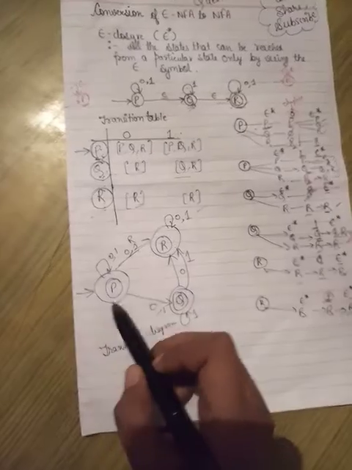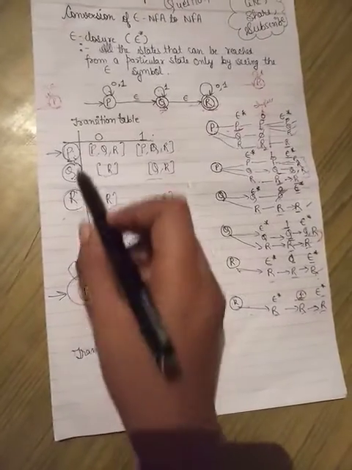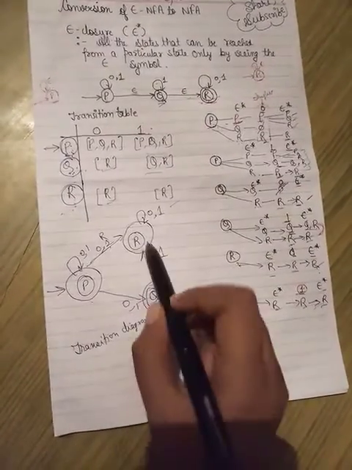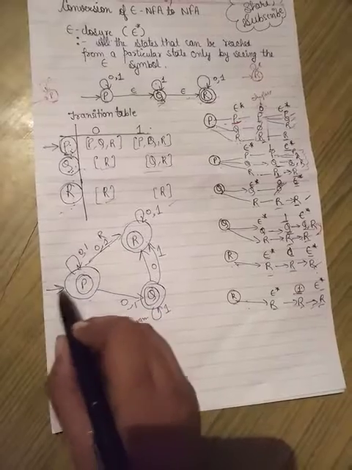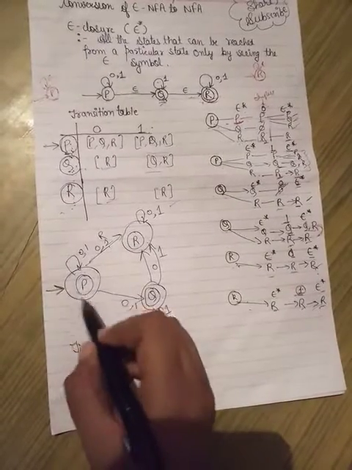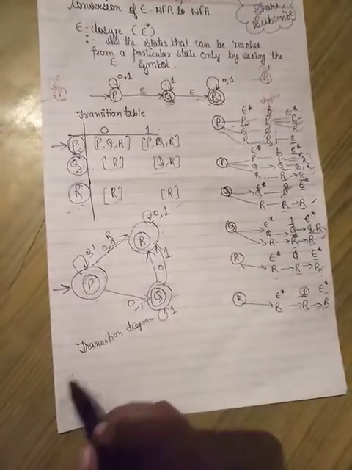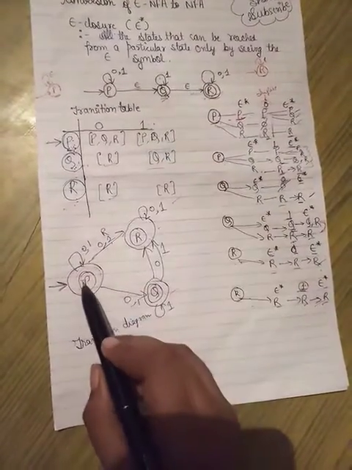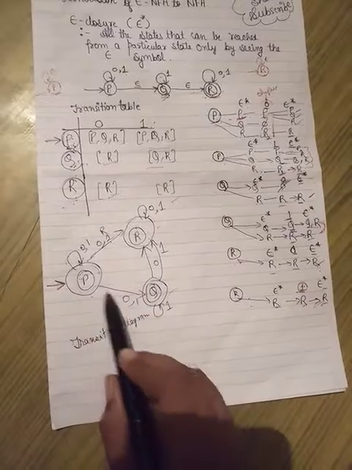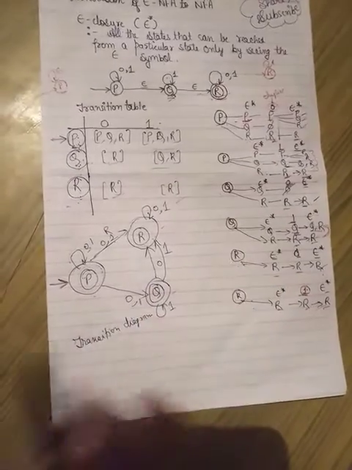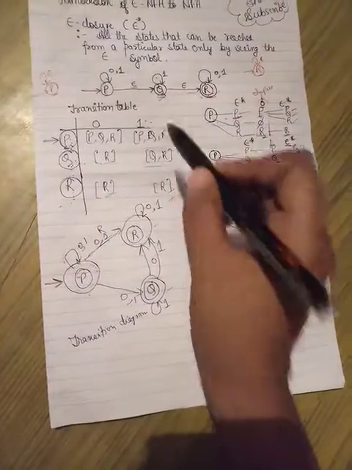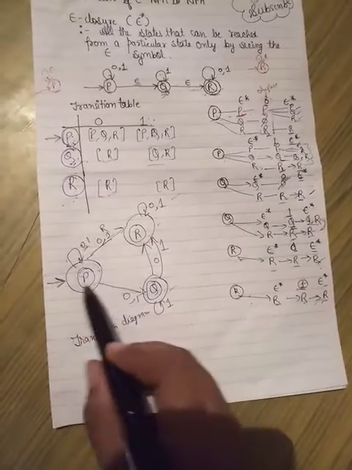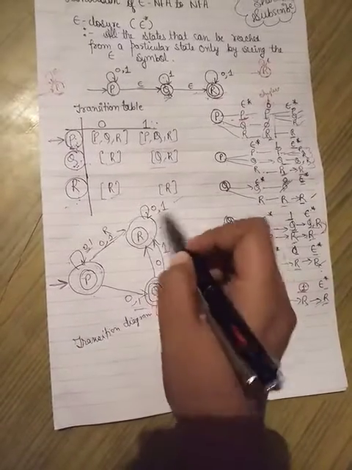Now I have drawn the transition diagram for this. Here you can see P, Q and R are the states, and I have written here that this is the initial state and this is the final state also. Q and R are the final states. Now P on 0 it goes to P, Q, R. Next P on 1 it goes to P, Q, R. On getting input 1 also it goes to P, Q, and R.